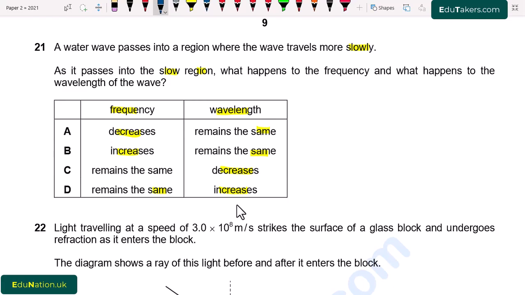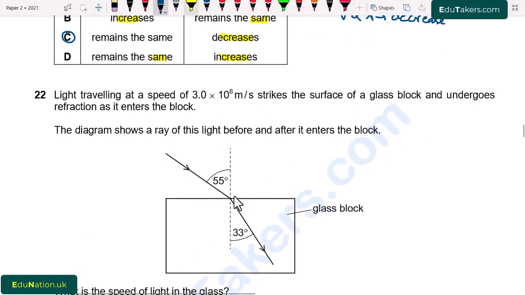First of all, when the wave enters the region where it travels very slowly, then according to the wave equation, V is equal to F lambda. Here the frequency remains the same. There will be no change in the frequency when the water wave changes its medium. The number of cycles remains the same. So V is proportional to lambda. When the speed is low, it means that the wavelength is also smaller. So the wavelength decreases, but the frequency remains the same. So here option C is correct.